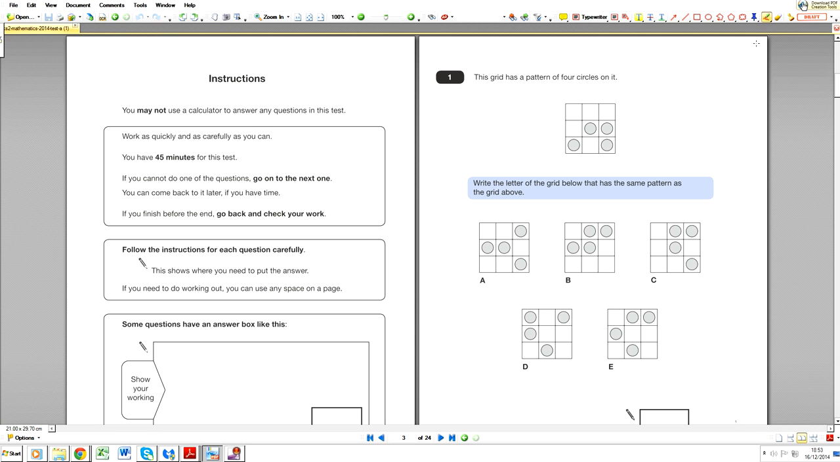Just get us out of pencil. This grid has a pattern of 4 circles on it. I haven't asked the question, just be quiet, please.